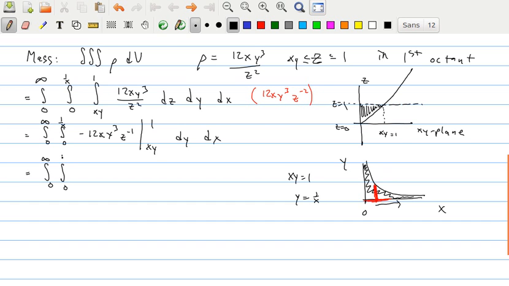So we'll write down the next part. And the next step we're going to do is simplify the inside. We're actually going to evaluate here. If we plug our top limit in, if you plug in z equals 1, we get negative 12xy cubed.